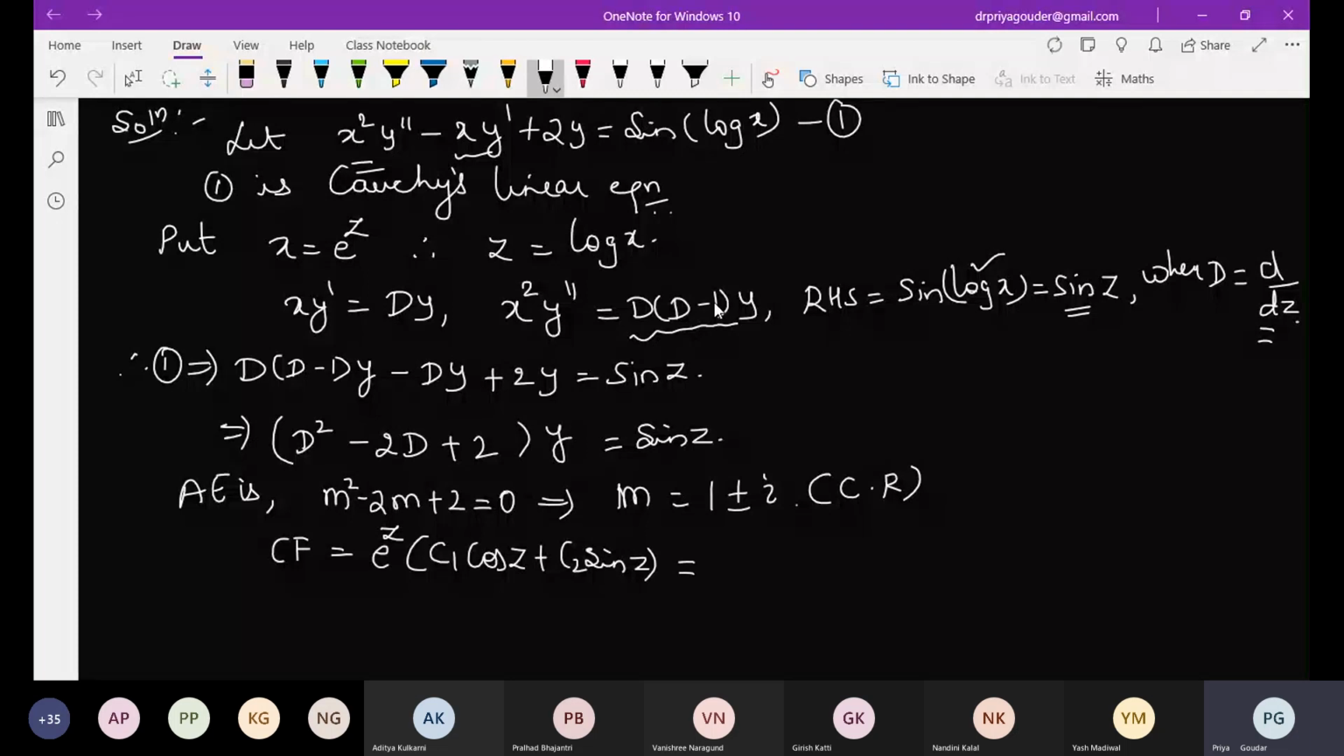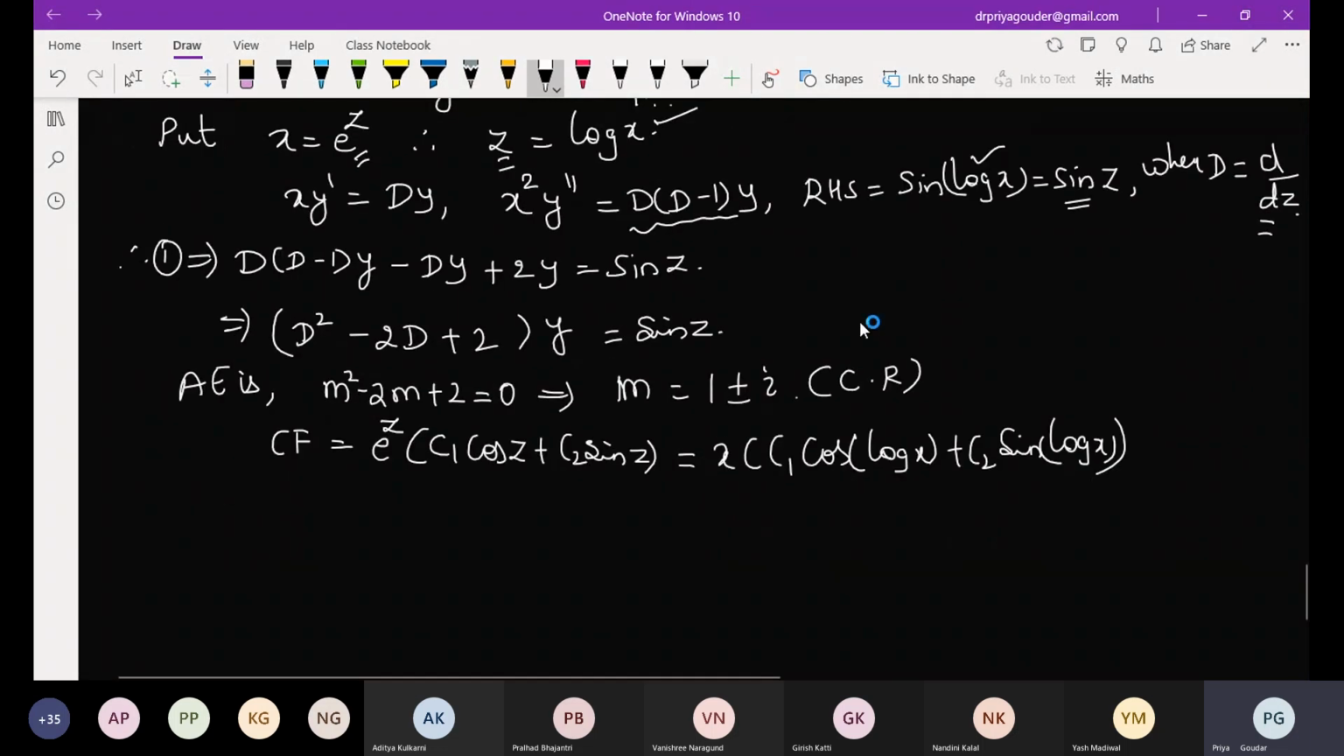Now convert this z in terms of x. What is e raised to z in terms of x? It is x. C1 cos of, what is z now? Z is log x, so cos of log x, plus C2 sin of, again log x. So is it not converted in terms of x now? This is the required CF.